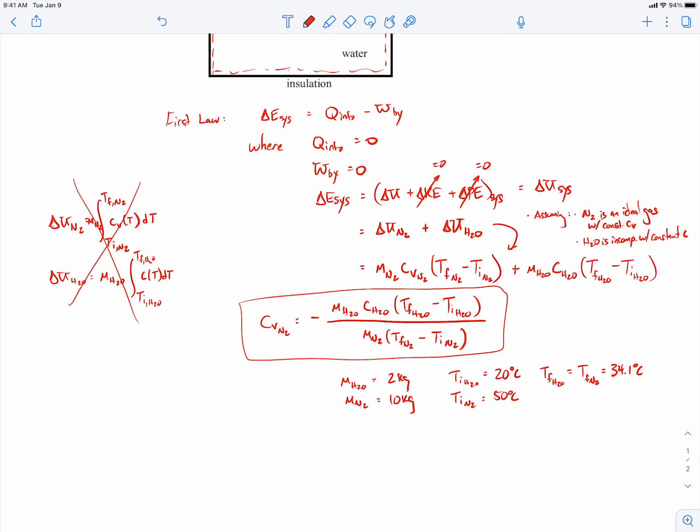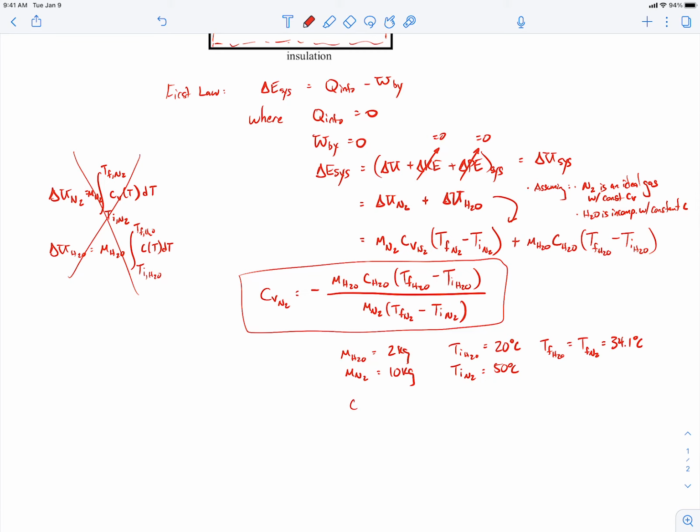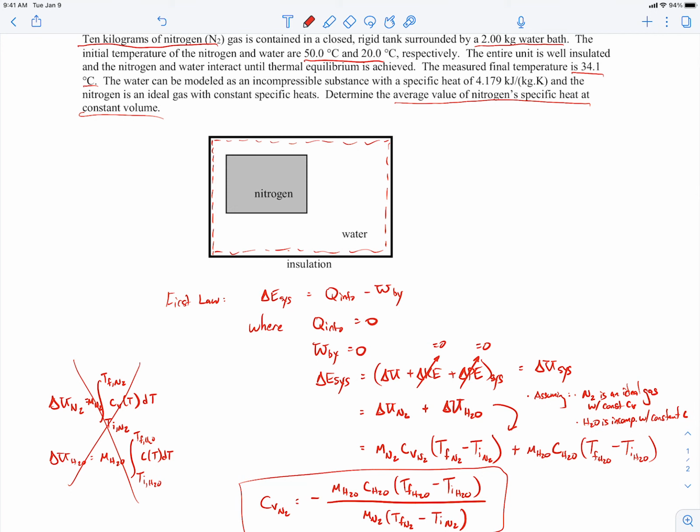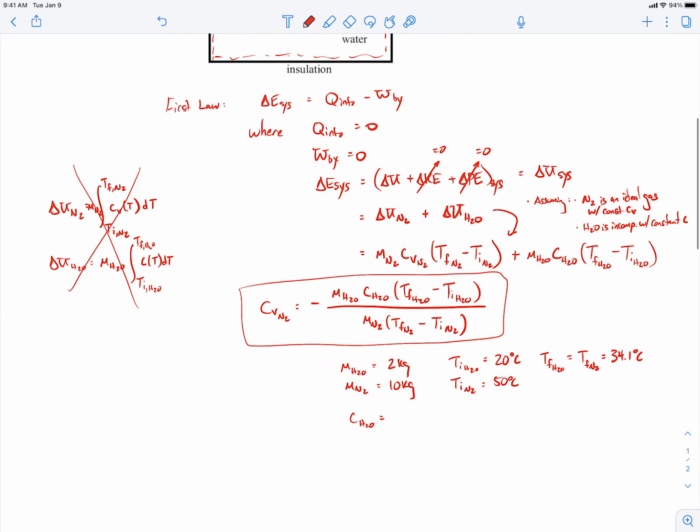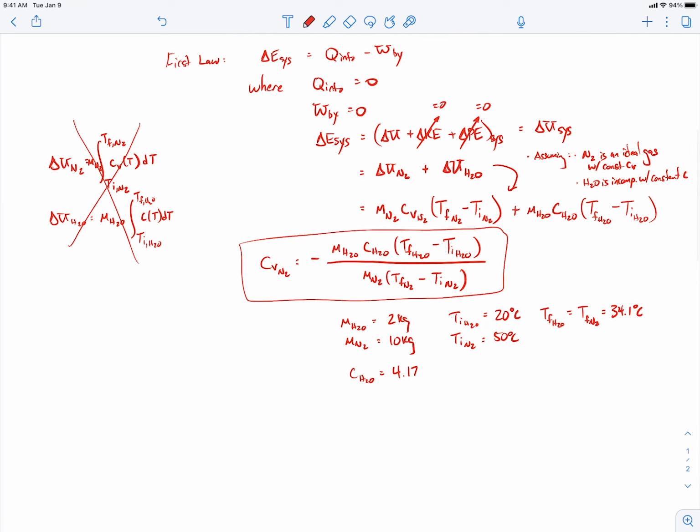And then the specific heat of water, that's given to be 4.179 kilojoules per kilogram Kelvin. All right, so we have everything we need to know, and so we can solve for the specific heat at constant volume for the nitrogen. And that comes out to be 0.741 kilojoules per kilogram Kelvin once you plug in all the numbers.